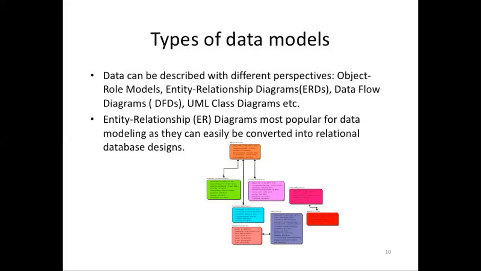As this is the very first part we are discussing, these are the basic types of data model, like DFDs, ER diagrams, and UML diagrams. These are some of the data modeling perspectives. As per the different perspectives, we can design the data model. Maybe some object role models can be there, and we can describe the data accordingly.